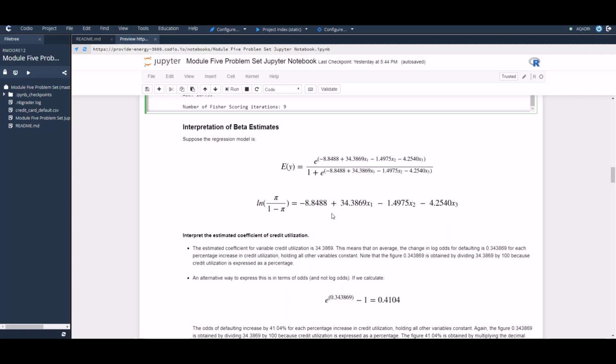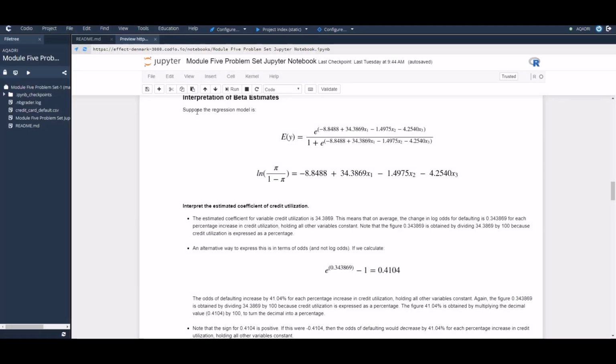And once you have this, the next step would be to do the interpretation for beta estimates. So let's now interpret our betas. This is very similar to before with some changes, of course, because we now have log of odds equal to the linear function of the predictor terms. So we're going to look at the credit utilization first.